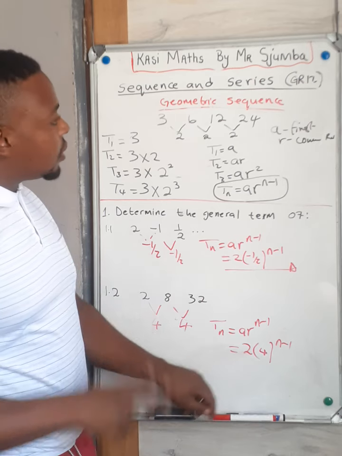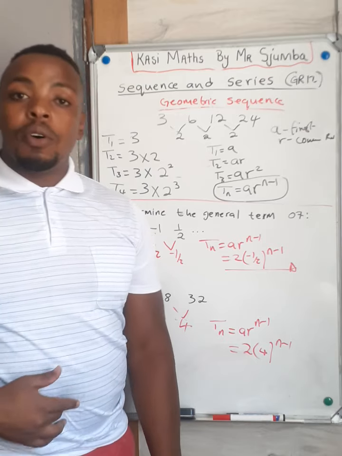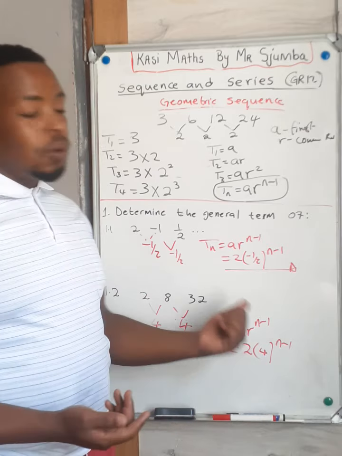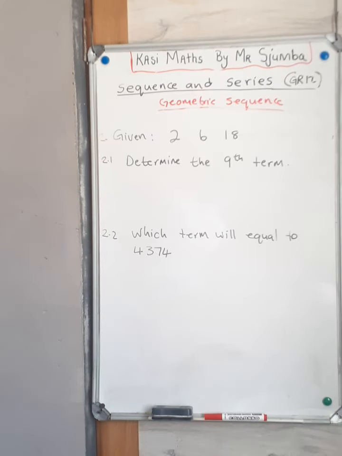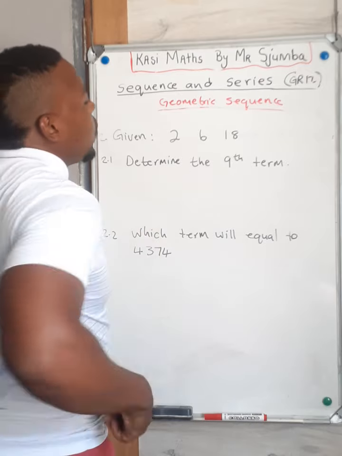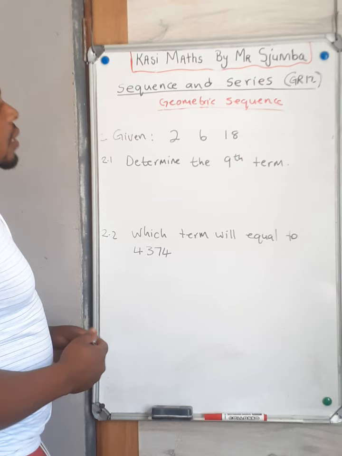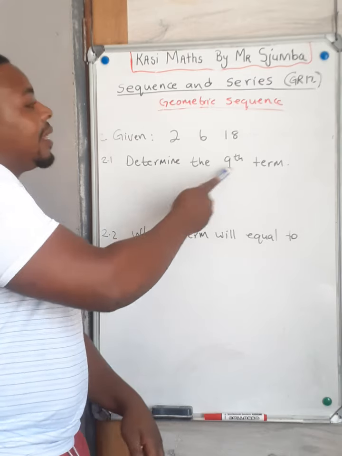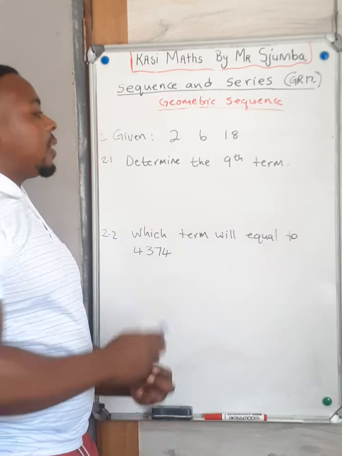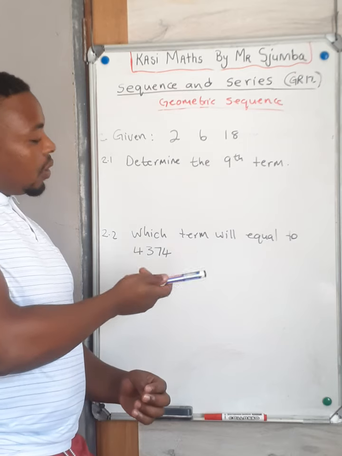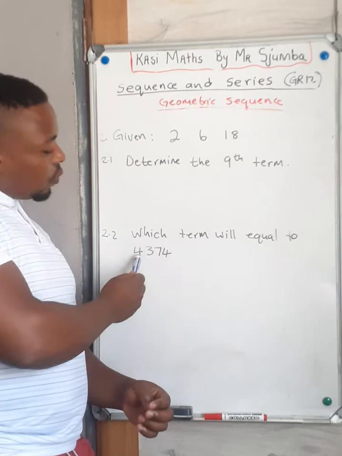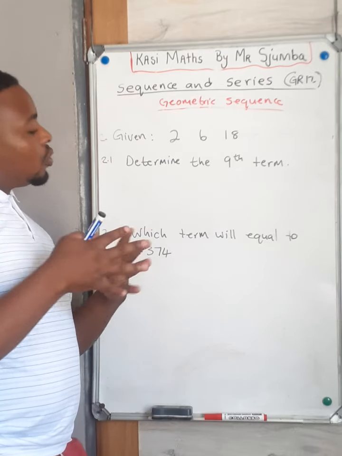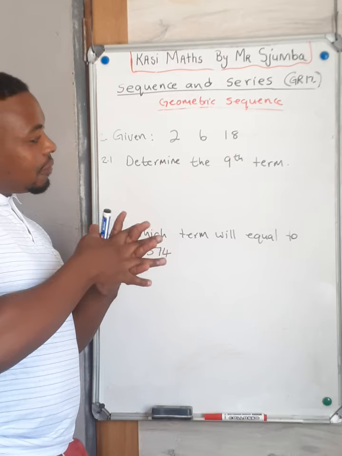We're just going to look at 2 examples where we look for Tn or where we look for n. Here we are given the sequence 2, 6, 18, and we are required to determine the 9th term of this sequence. And in the following question we should determine which term will equal 4374.